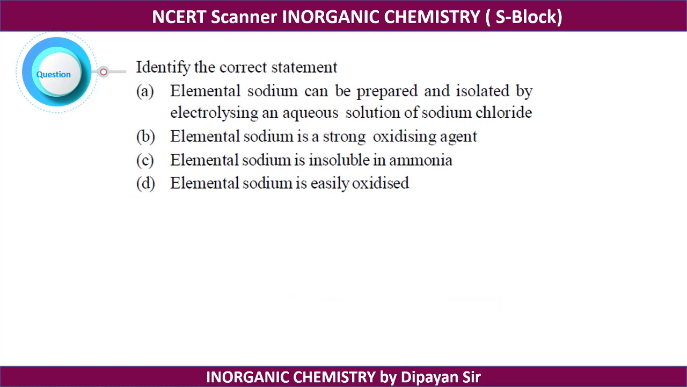In question number 18, identify the correct statements. Elemental sodium can be prepared and isolated by electrolyzing an aqueous solution of sodium chloride. This is wrong. Elemental sodium is a strong oxidizing agent. This is also wrong, because it's a good reducing agent, because it will be oxidized very easily.